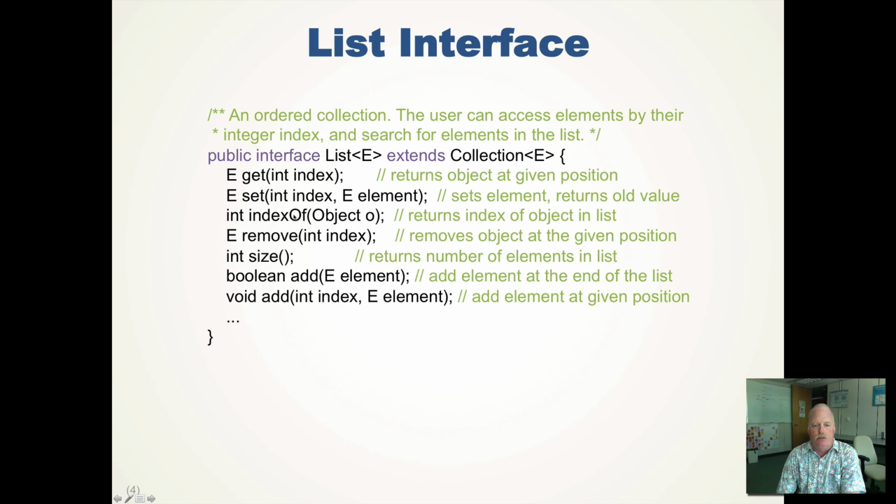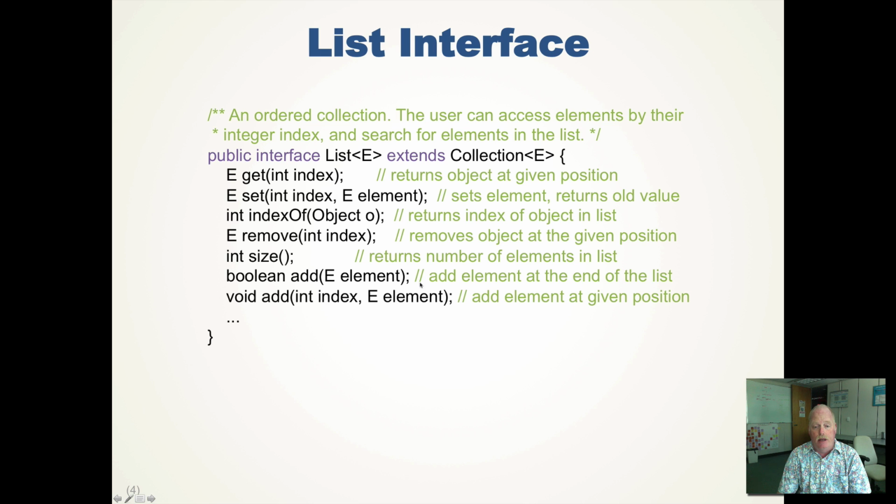You could search the list to say, where is this object in my list, and it will return the index of that item, or -1 if the item's not found in the list. You can remove an item from the list, which would then shrink the list and have no gap. So you remove the item at index and it will return the item that was there. That item is no longer in the list. You can say how big your list is. You can return the size.